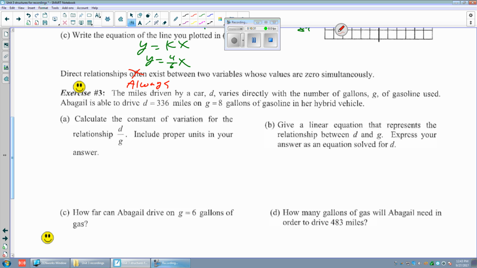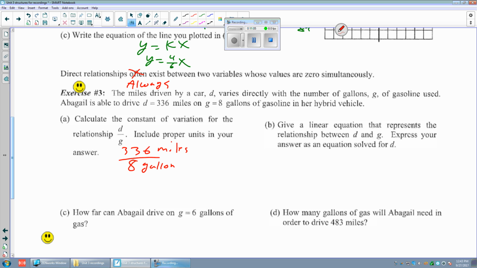The miles driven by a car, D, varies directly with the number of gallons, G, of gasoline used. Abigail is able to drive 336 miles on 8 gallons of gasoline in her hybrid vehicle. Calculate the constant of variation for the relationship D over G. So this is distance over gallons. 336 miles over 8 gallons. Let me see. Does that make sense? Miles per gallon? Yes, it does.